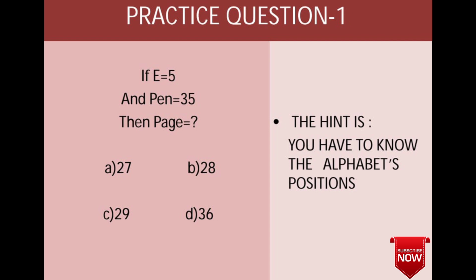The first practice question is: if E is coded as 5 and PEN is coded as 35, then how can PAGE be coded? I will give you 20 seconds to solve the question.